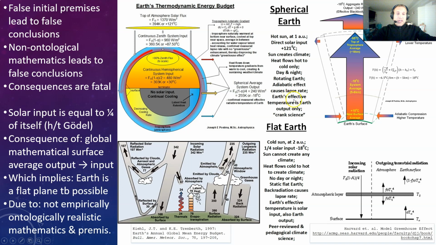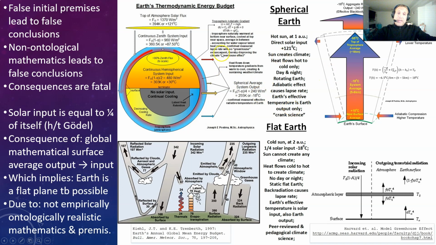So the Earth's effective temperature is Earth's output only. That output of minus 18 degrees Celsius for the Earth's temperature, you would not use that as a solar input, because it's not the solar input. The solar input is the solar input. The Earth's output is something else. You wouldn't use the Earth's output for the solar input. Why would you do that? You don't have to do that in spherical Earth, but you do in flat Earth.